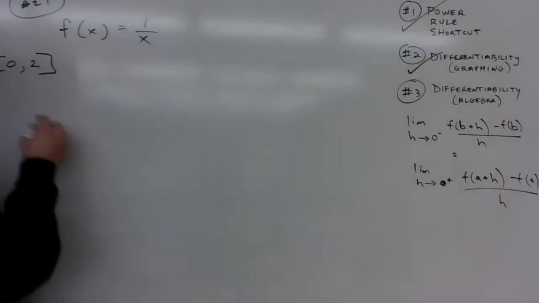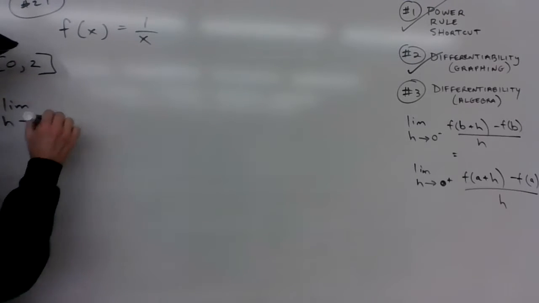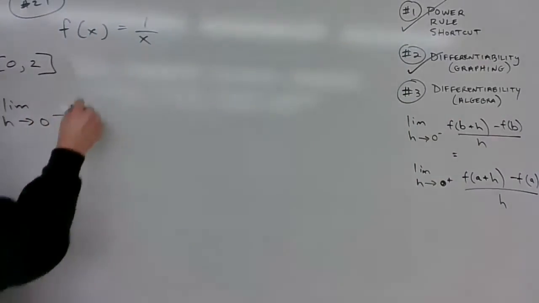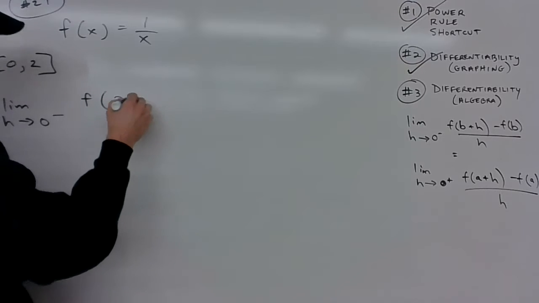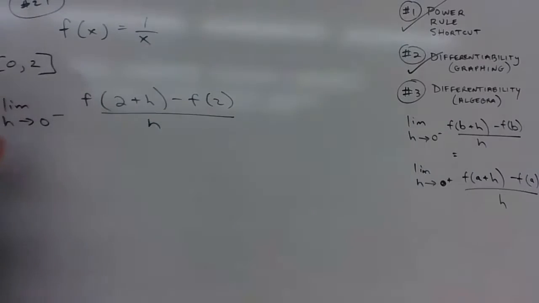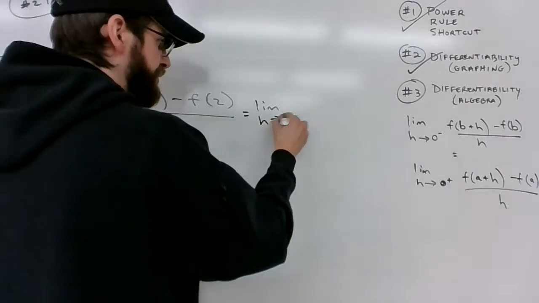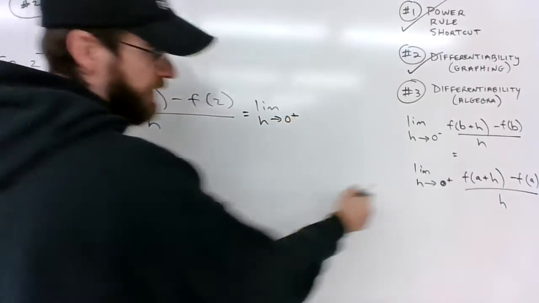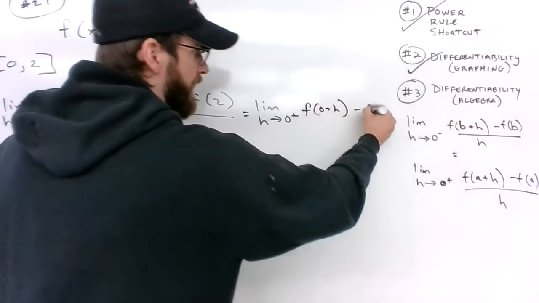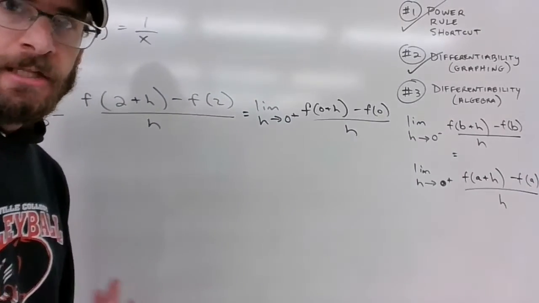So what you're asking is, does the limit as h approaches 0 from the left of this function, when I plug in my right endpoint 2, so f of 2 plus h minus f of 2 over h, equal the limit as h approaches 0 from the right of my left endpoint value, f of 0 plus h minus f of 0 over h? If it is, then we know that it's differentiable on that closed interval.